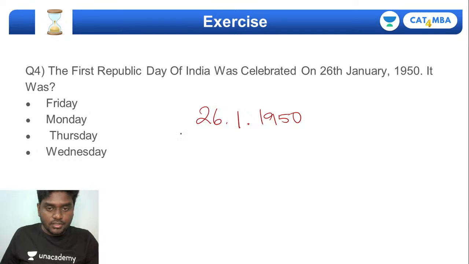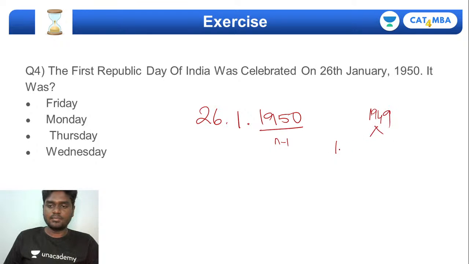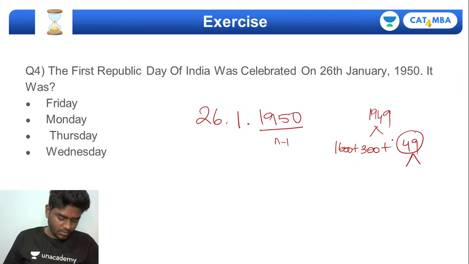How to do this quickly? Let me start with this now. The given year is 1950, but never ever forget to do n-1 for the year. So we need to take 1949 into account. If you sectionalize this, it will be 1600 plus 300 plus 49. Only for 49 years, you need to see how many leap years and how many normal years.